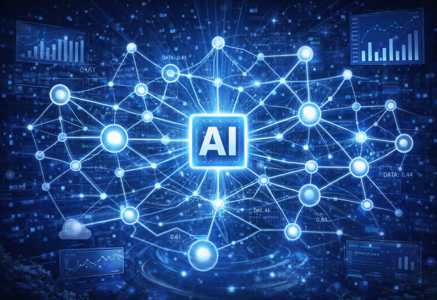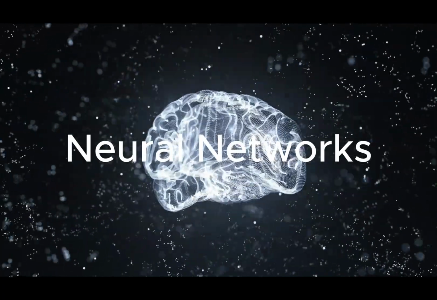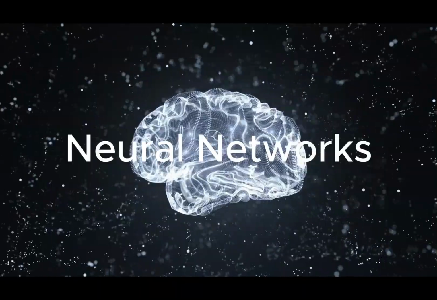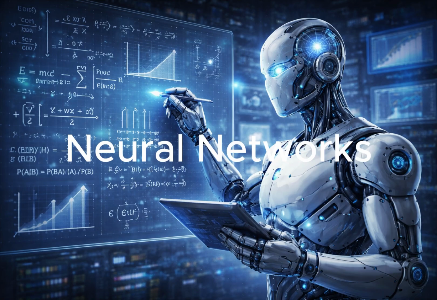The core technology behind deep learning is something called a neural network. Neural networks are inspired by the structure of the human brain, but they are not real brains. They are mathematical models made of layers of simple units called neurons. Each neuron receives numbers as input, applies a calculation, and passes the result to the next layer.